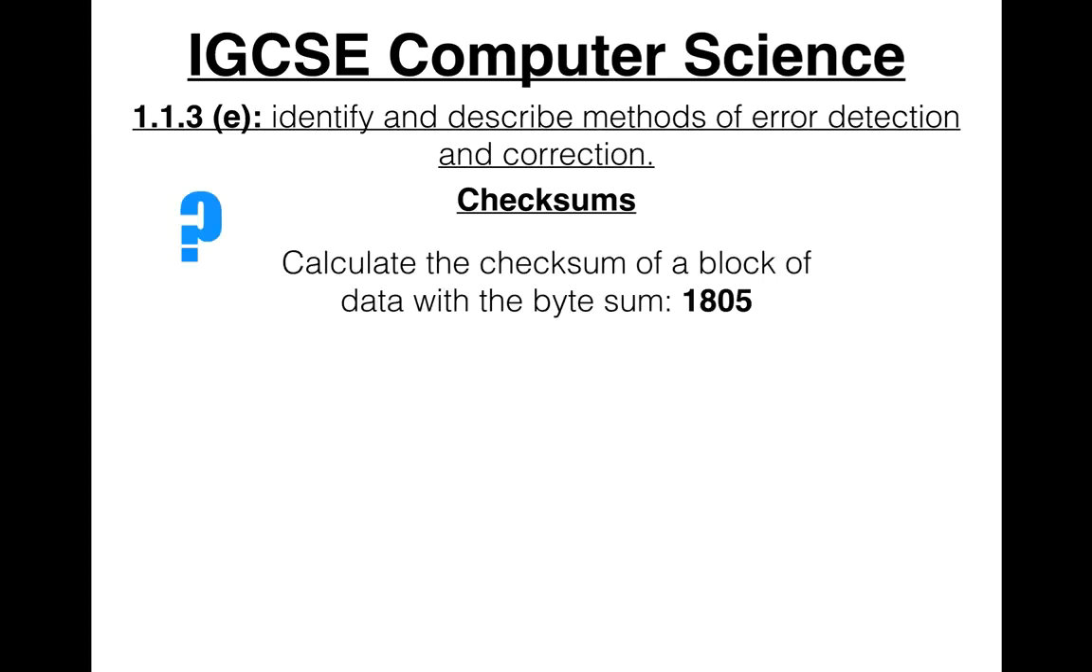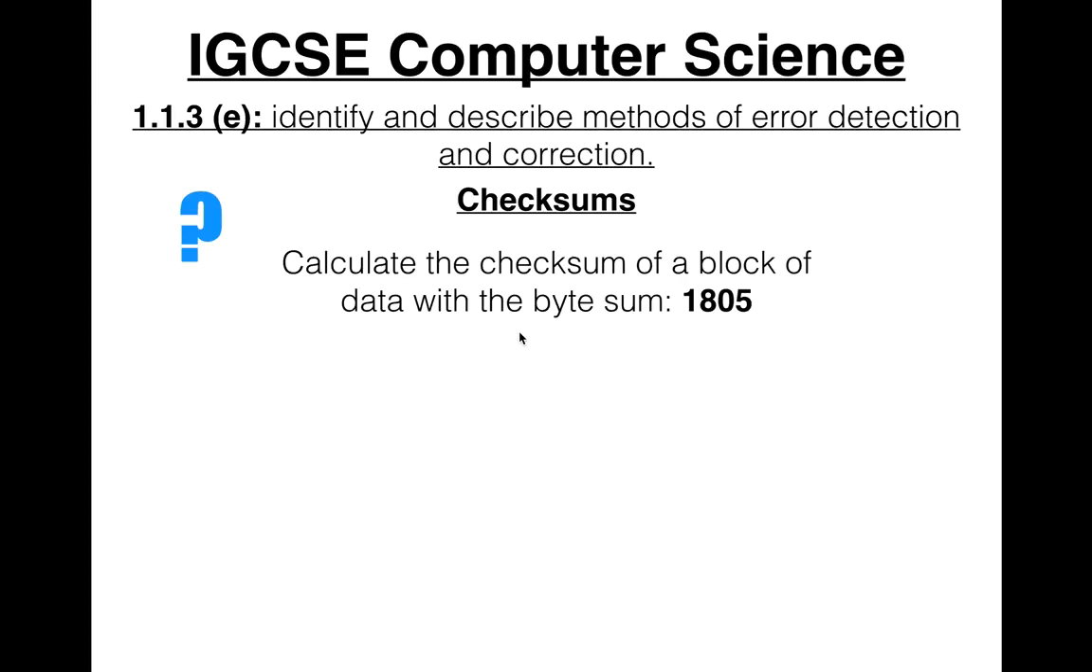So let's look at a question. Calculate the checksum of a block of data with the byte sum 1,805. It's good to get practice using this algorithm and to memorize it, because if the exam doesn't give it to you, then you're in trouble. Also keep in mind it's a non-calculator test, so they shouldn't give you really high numbers, and that's probably why they ask you to round y down, to make it an integer, so it's easier to work with.